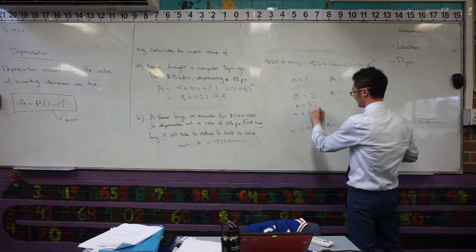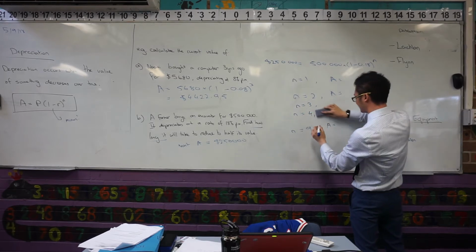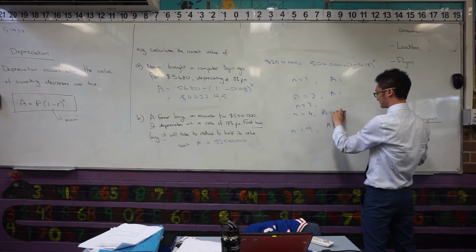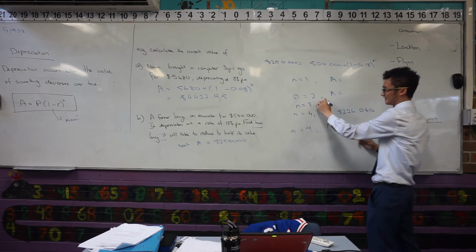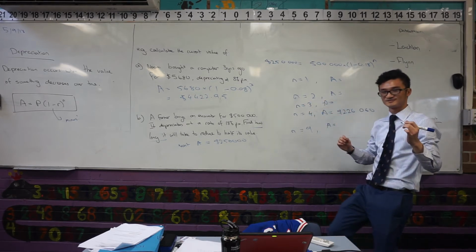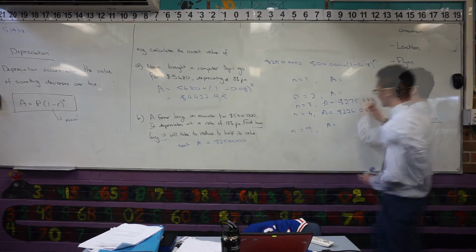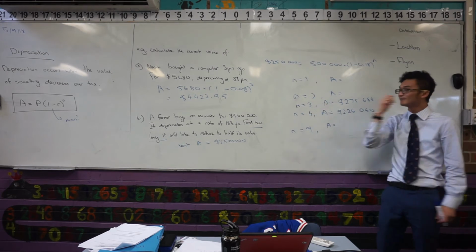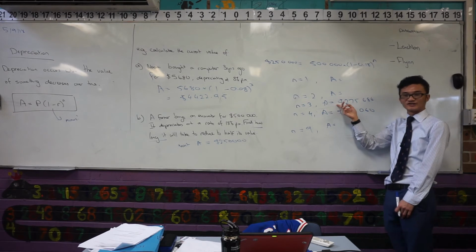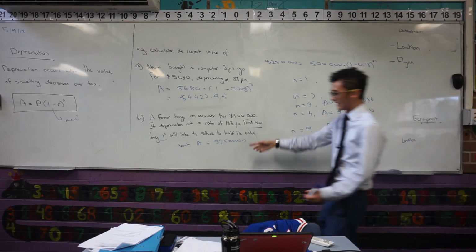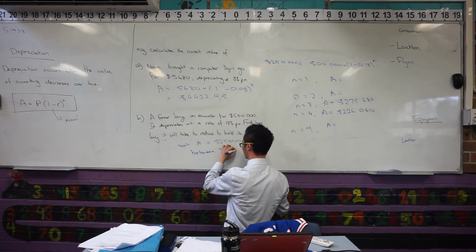I'm 4, I got 226,060. And Jade was 3. What did you get? 275,840. We know that it happens between 3 and 4 years here. So to answer this, how long will it take to reduce to half? At n equals 3, it's not actually half. So we could just say between 3 and 4 years.